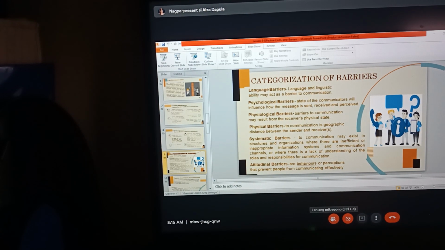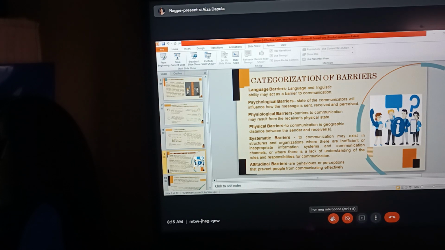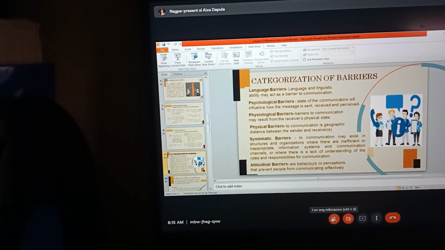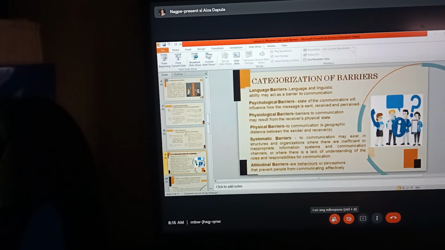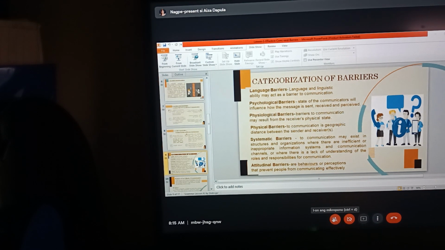So it is included in psychology, also the emotions of the persons. So the emotions in the common barriers fall into this category. If that person is angry or stressed, it really affects the message that he or she is going to send to the receiver.